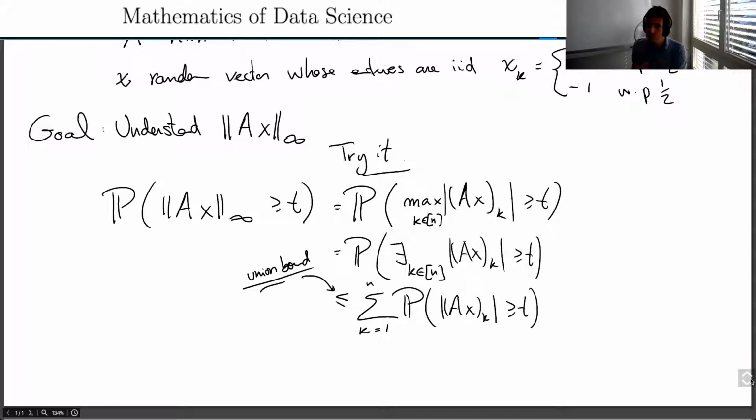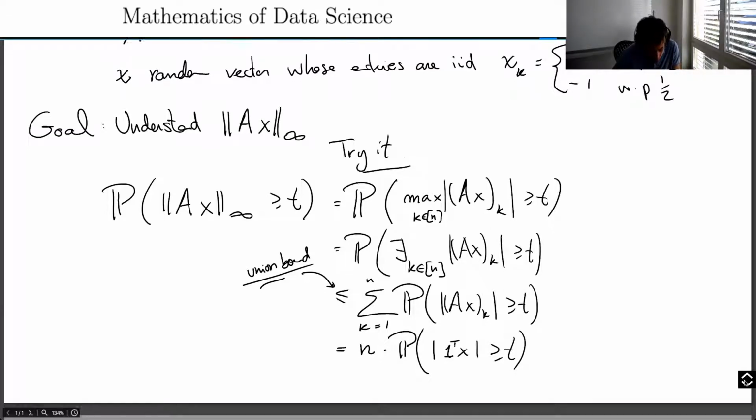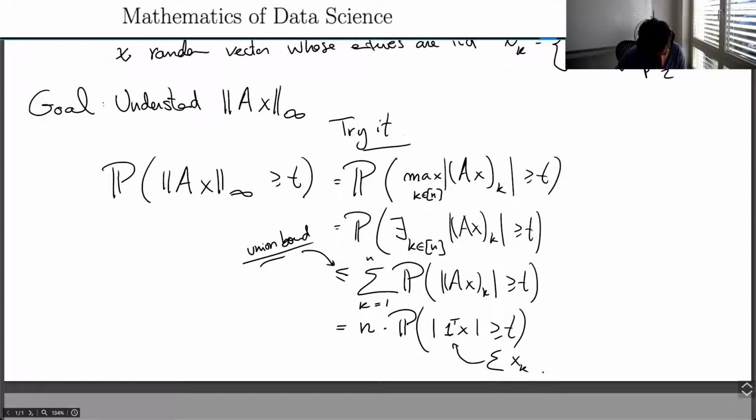But now, the distribution of the number (Ax)_k doesn't depend on k. It doesn't depend on the entries of A, because if A says plus or minus, the x says plus or minus at random with the same probability. So it's completely invariant. This doesn't depend at all on which row of A we're taking. All these probabilities are exactly the same as if we were taking the row of all ones. And so this is actually equal to n times the probability that we could take the whole ones vector, bigger or equal than t. But now this is just the sum of x_k. So we're exactly in an S_n type situation.